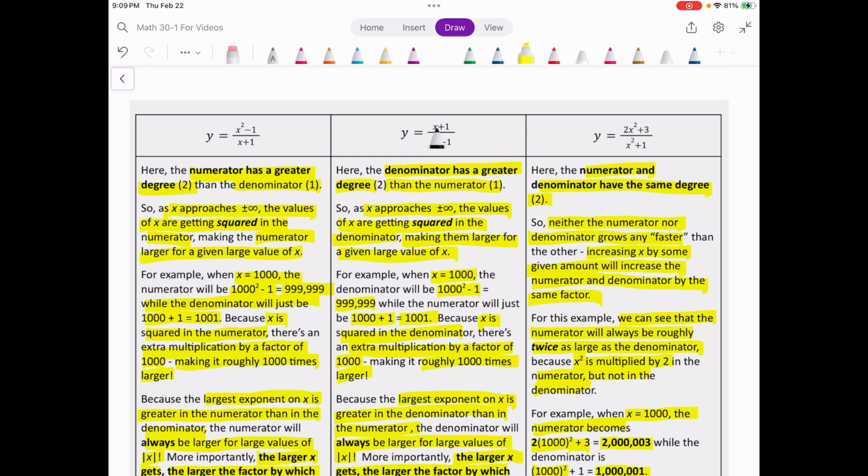Here, when you put in 1,000 for x, you'll find that it's pretty small. It's going to be very close to 0. If you try putting in 1 million for x, you'll see that it gets even closer to 0, right? And here, if you put in 1,000 for x, you'll see the ratio is very close to 2. If you put in 1,000,000 for x, you'll see it gets even closer to being 2.